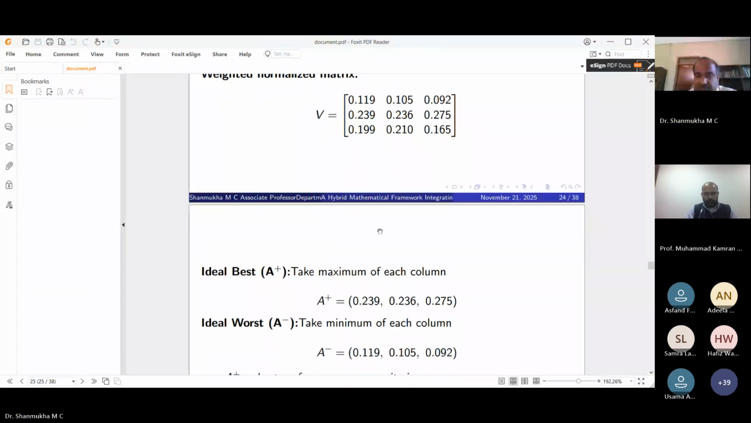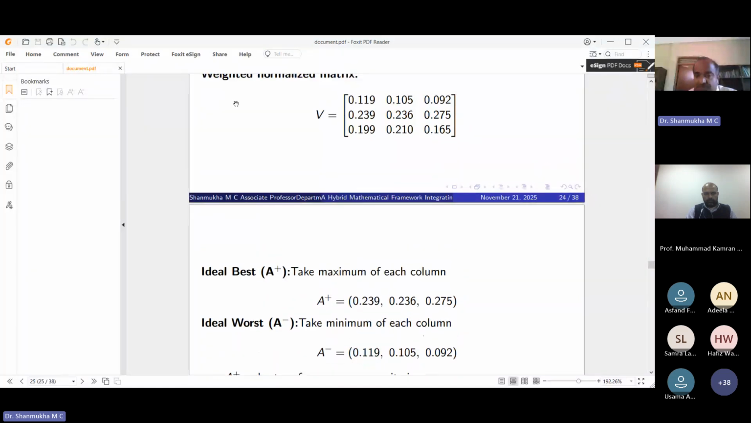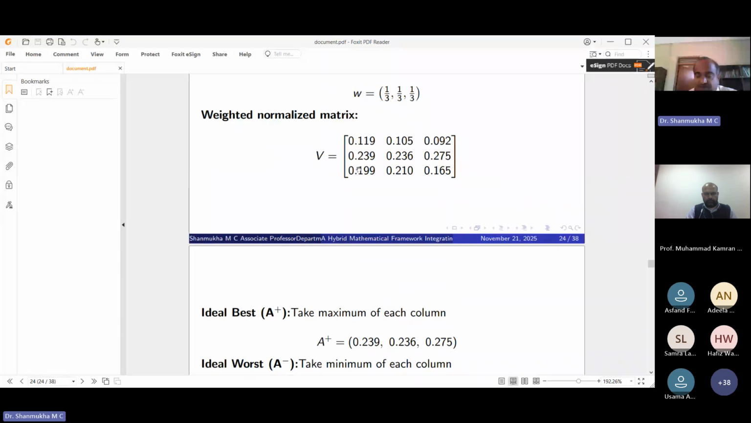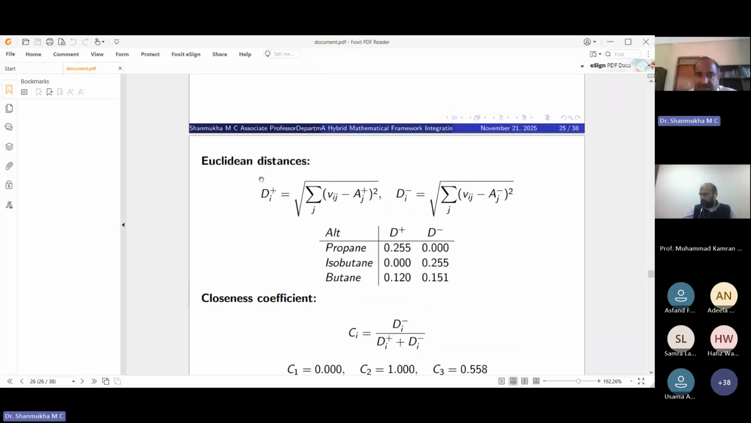Next, ideal worst values. So take the minimum value of each column. In the weighted normalized matrix, the minimum value in the first column is 0.119, in the second column 0.105, in the third column 0.092. So these are the ideal worst values. Based on this, next we need to find the Euclidean distances.